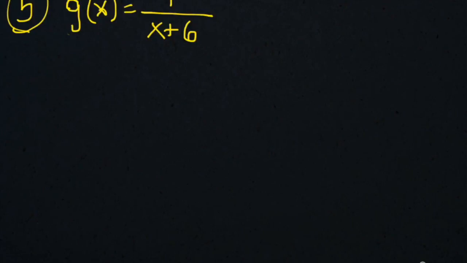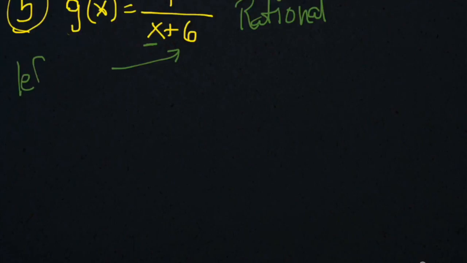Number 5. What kind of function is number 5? Number 5 has the x in the bottom. That makes it a rational function. Remember, rational is fractional, so anytime x is in the denominator, it's going to be rational. That 6 is the only transformation. Now 6 is being added, which is really cool, but it's not outside the fraction. It's down there with the x. So that means it's going left, 6.